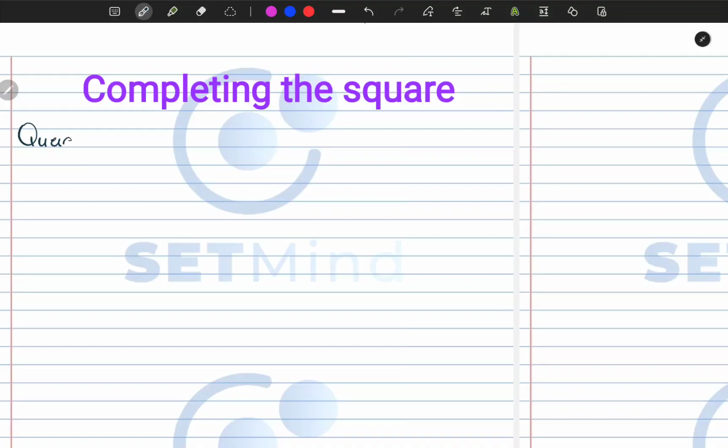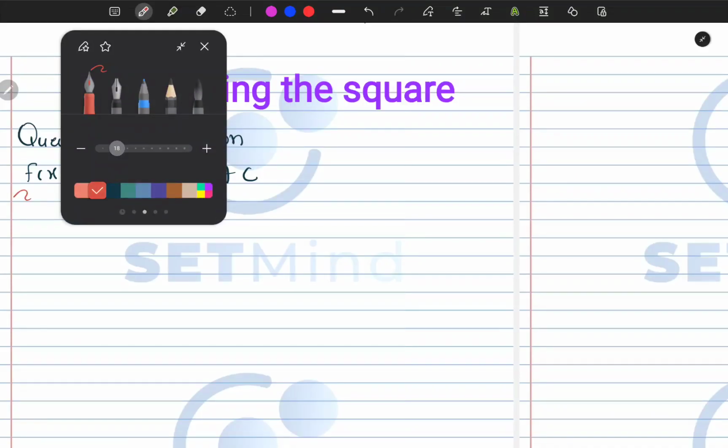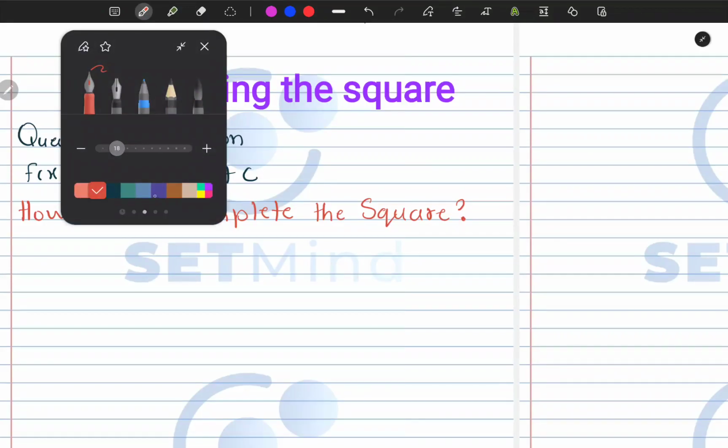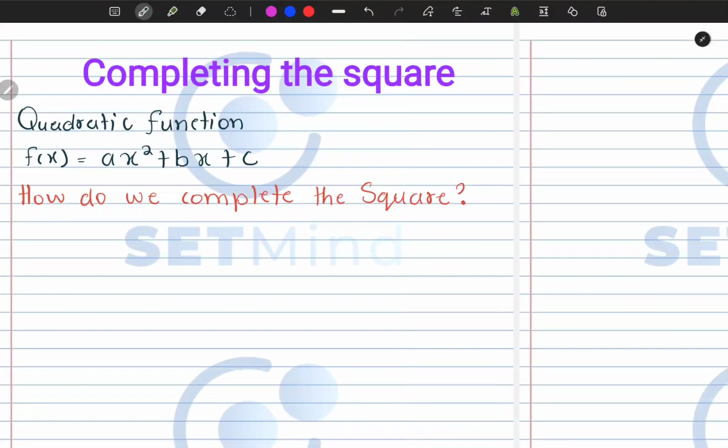So let's have a look at them. I'll give you the standard form of a quadratic function. The typical form which you will always find will be in the form of ax squared plus bx plus c. And the question which we want to ask ourselves is, how do we complete the square? And how we complete the square will be as follows. I'll do it in a set of steps. So I'm going to say step 1. What you want to do when you are completing a square, if the coefficient of x squared is not 1, you want to factor that out.